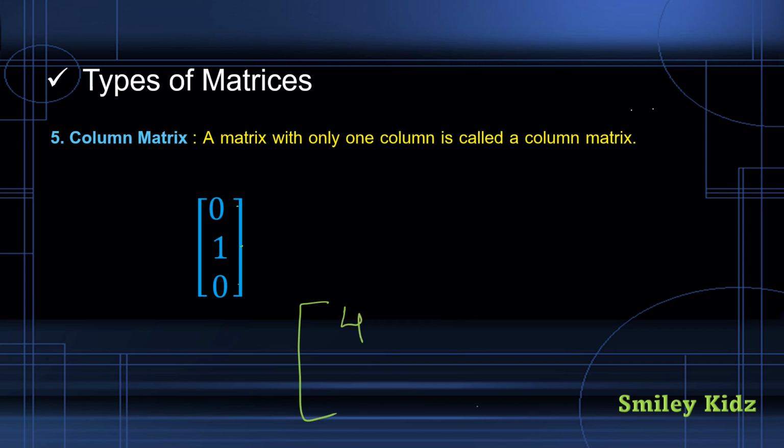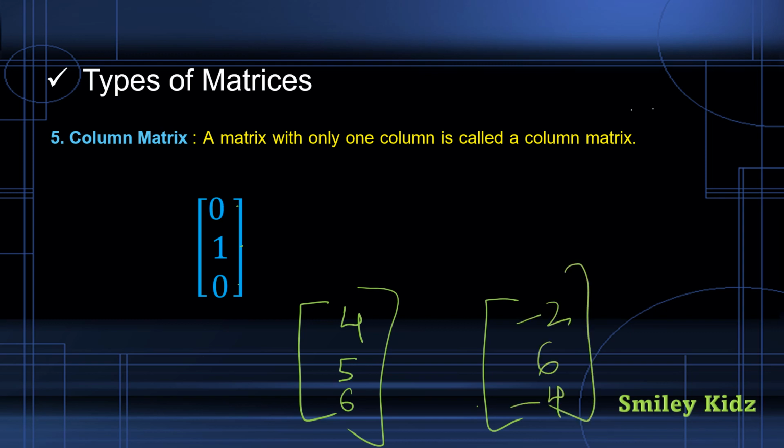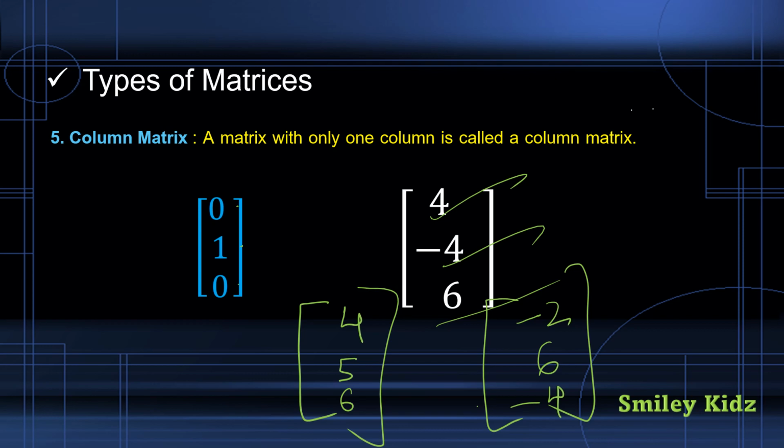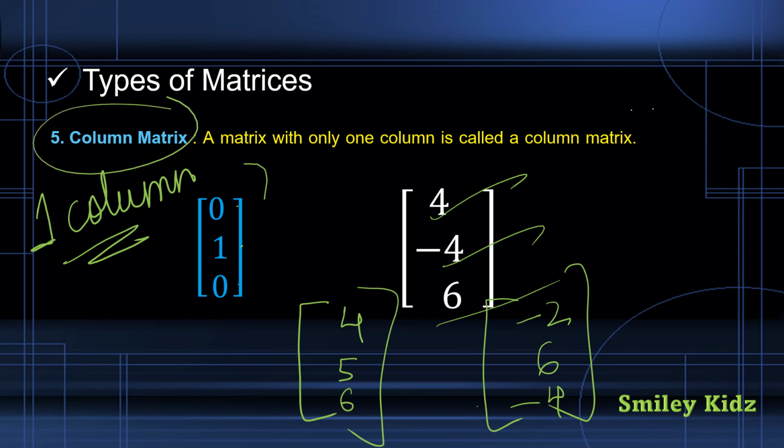Let's say I have 4, 5, 6. It's a column matrix. Let's say I have -2, 6, -4. This is a column matrix. So all of these are examples of column matrices. Here we have another example, 4, -4, 6. So all of these which contain only one column are known as column matrices.